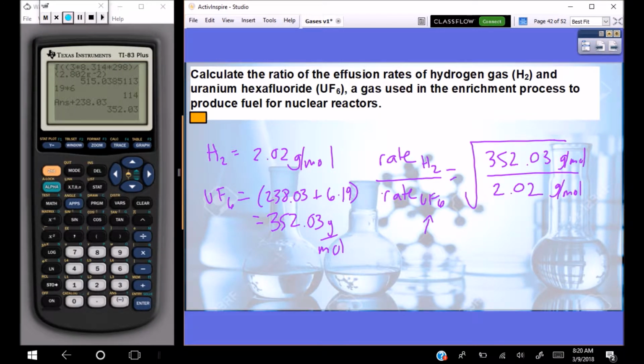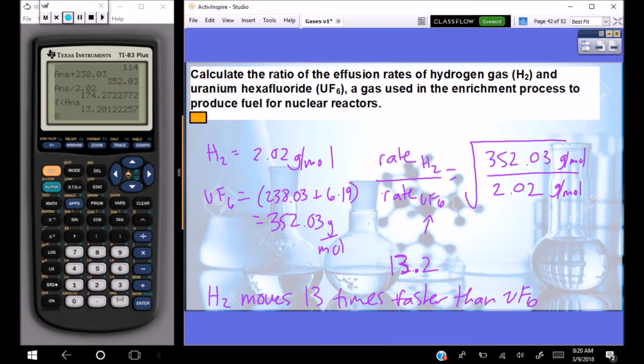If I take the square root of that, I get 13.2. If we equate that to a rate, you could write a sentence that says H2 moves or effuses 13 times faster than UF6. Not too bad.